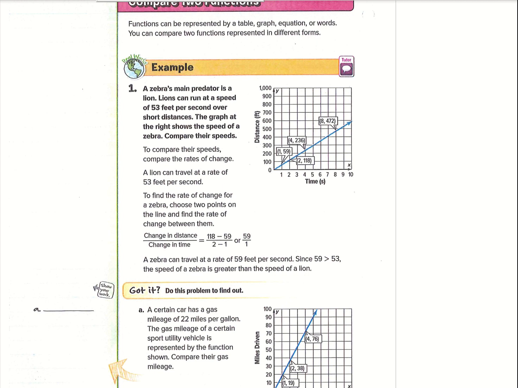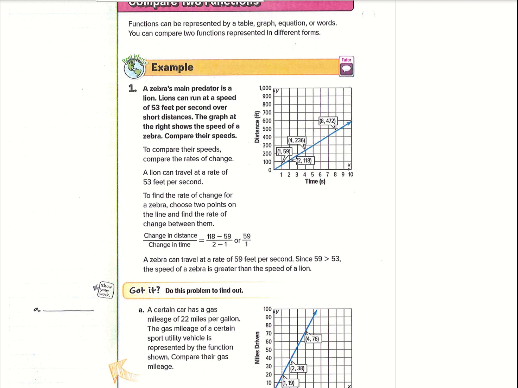Lions can run at a speed of 53 feet per second over short distances. The graph at the right shows the speed of a zebra. Compare their speeds. Okay, so we see right away the graph here is going to be our speed for a zebra, while what we're told here is the speed of a lion. In order to compare their speeds, we need to find the rate of change for both the written words that they give us and the graph that they give us.